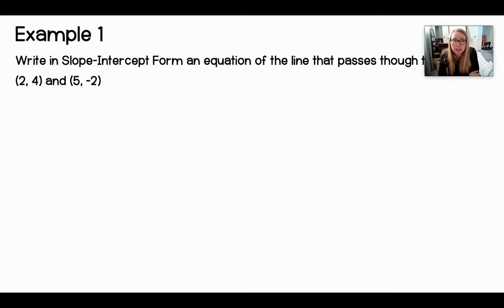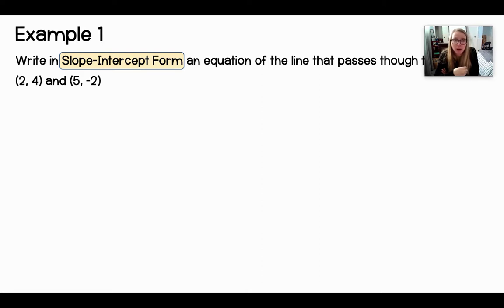Write in slope-intercept form the equation of the line that passes through these 2 points, (2, 4) and (5, negative 2). The first thing we need to recognize is, what is it asking us, which formula is it asking us to write in? So it's asking us to write in slope-intercept form. That's important. Because now we need to think about, okay, if we need it in y equals mx plus b, we need to know the y-intercept, and we need to know the slope.